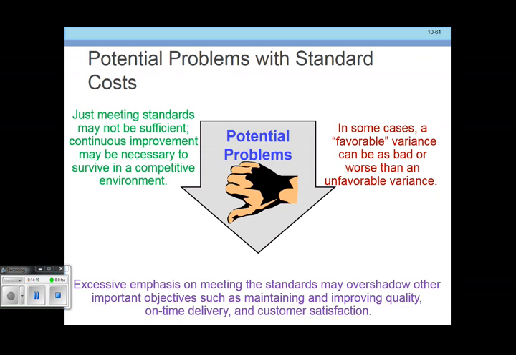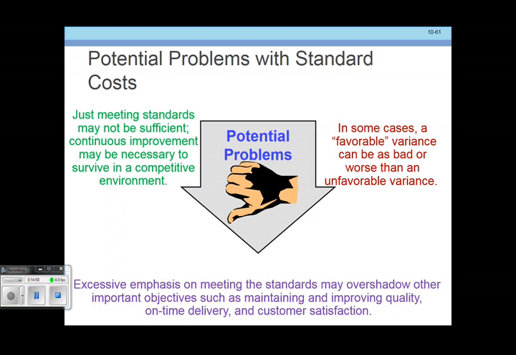Keep in mind, and I'm going to point to the right here just to make it quick, in some cases, a favorable variance can be as bad or worse than an unfavorable variance. You may have a favorable variance, but the reason for that variance may be because you're skimping on maintenance or some other important item that'll come back and hurt you in the future. And so you want to make sure that when you're looking at these variances, yes, positive numbers can be good, negative numbers can be bad, but you're also looking for why it's occurring.